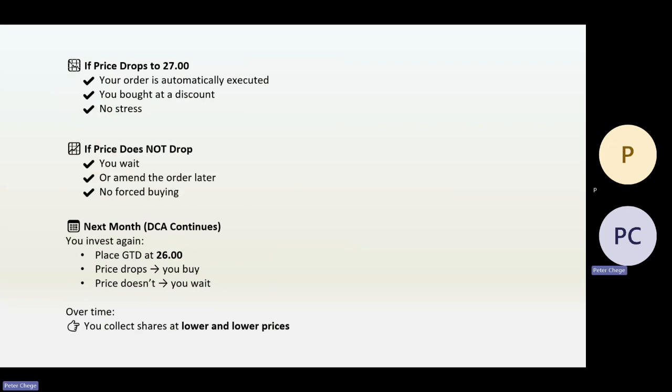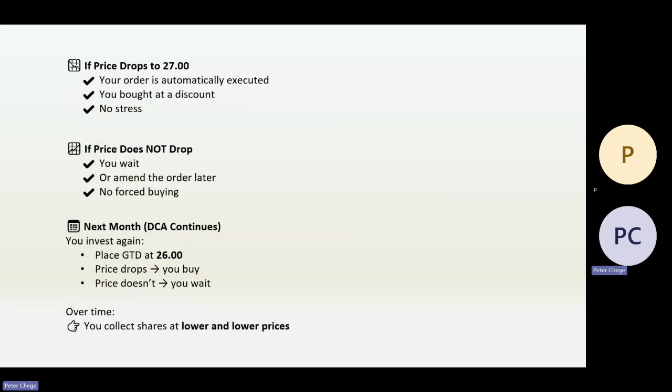If price doesn't drop, then you still wait, because this market moves, especially right now. Only when there are corporate actions like dividends which are active, that's the only time you need to buy immediately. For the other times, watch the market. So you wait. If price doesn't drop, you wait or amend the order later. You have not forced yourself to buy.